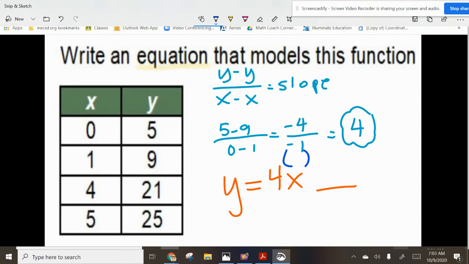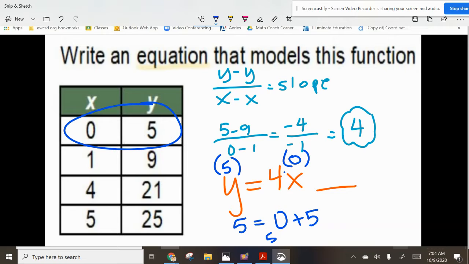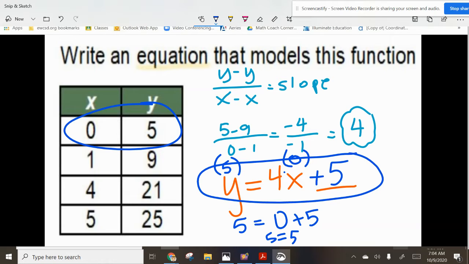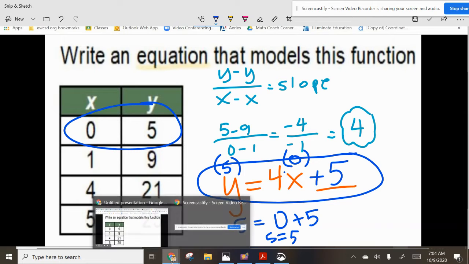If you're lost, remember we've got to plug stuff in. You can take the first point, plug in 0 here, 5 here. Does 5 equal 4 times 0, which is 0? Does 5 equal 0? No, finish the puzzle. How do we get it to be 5 equals 5? We would have to add 5, then that would work, right? 5 equals 5. So the y-intercept would be 5. So that would be your entire equation: y equals 4x plus 5. All right?